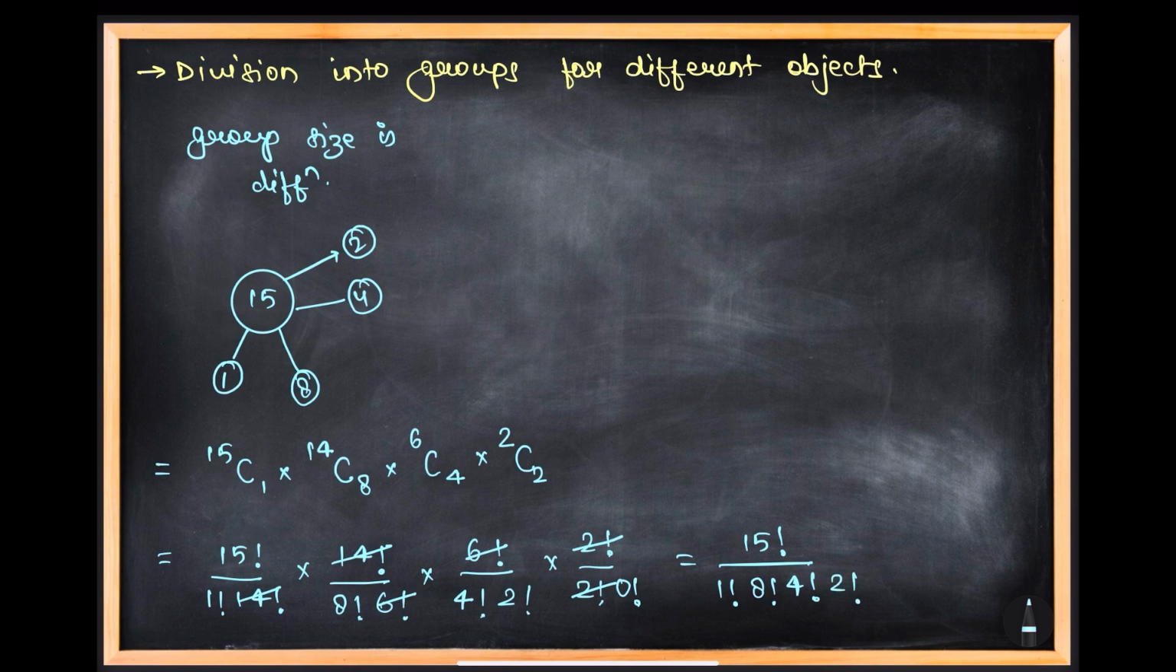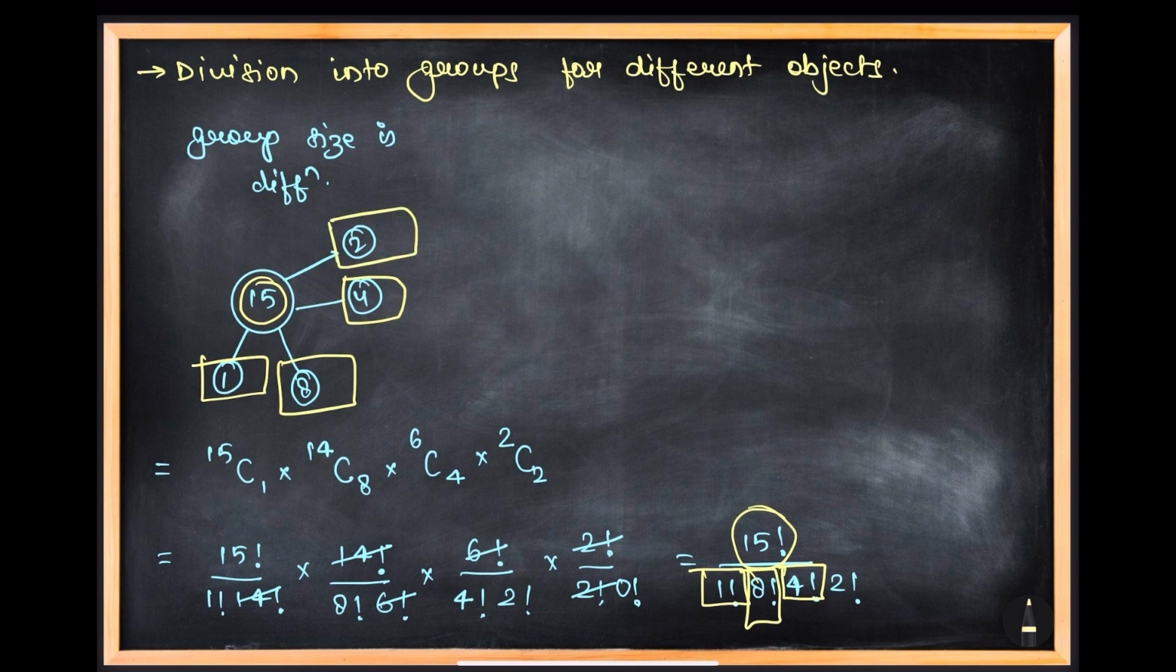Okay, now look at this. We need not do this whole step every time. If you observe, look at this, we have 15. I'll change the color so that you can correlate. We have 15 here, so 15. We have 1 here, you have 1 here. We have 8 here, you have 8 here. You have 4 here, you have 4 there as well. We have 2 here, you have 2 here as well. So we can arrange things in this many ways.